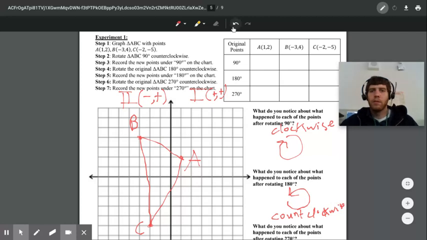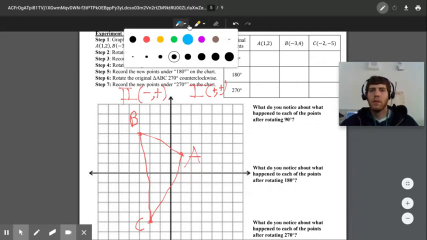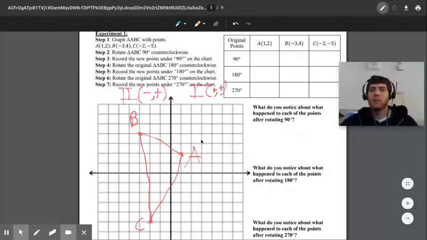Okay, so let me erase all that though. Let's get on to the 90-degree rotation here. Okay, so we're rotating 90 degrees counterclockwise. We know that a circle is 360 degrees around. Okay, so since the circle is 360 degrees around, 90 degrees is going to be 1/4 of it.